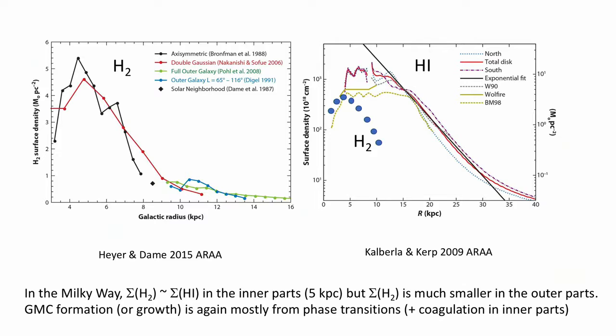This is 35 kiloparsecs. 8 kiloparsecs is right here, so I've traced the H2 from over here onto these blue dots. You can see in the far inner parts, H2 is about equal to H1. But most everywhere else, H1 dominates. So this is like the LMC.